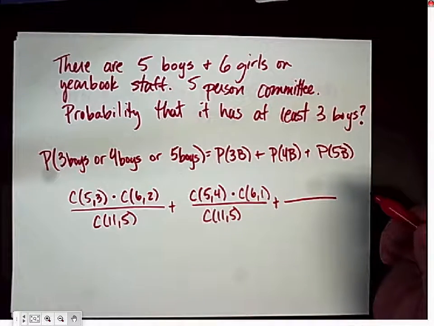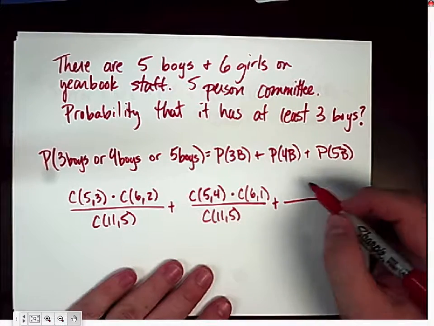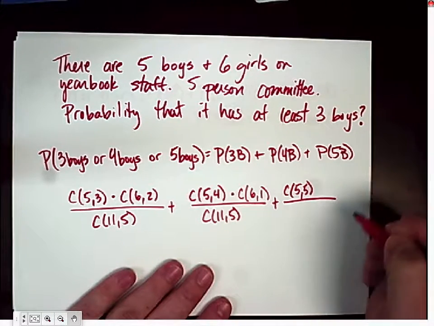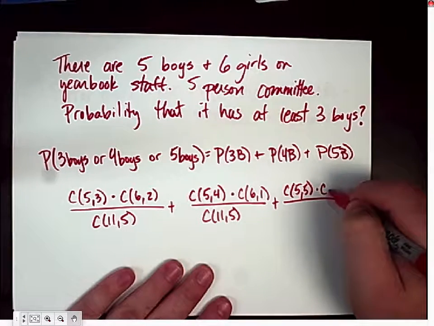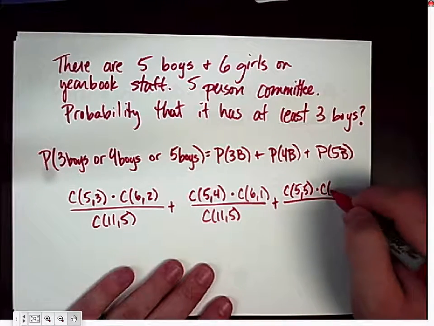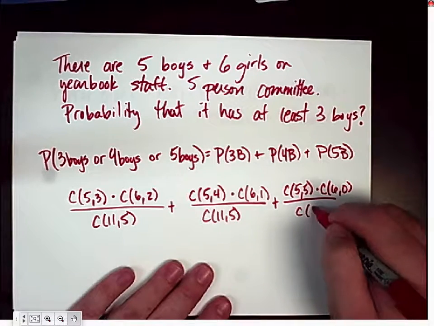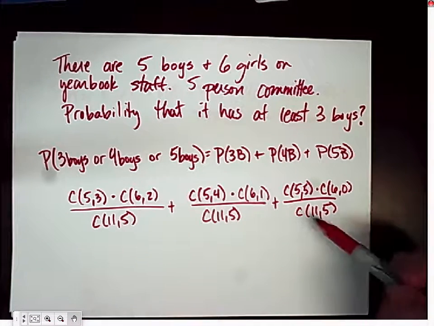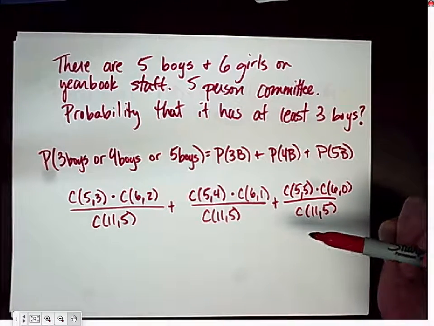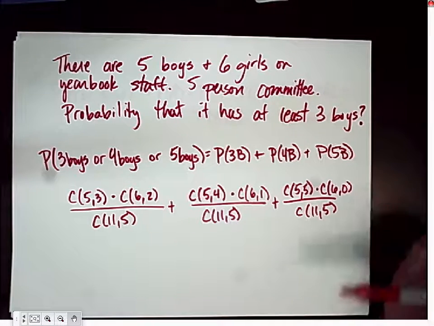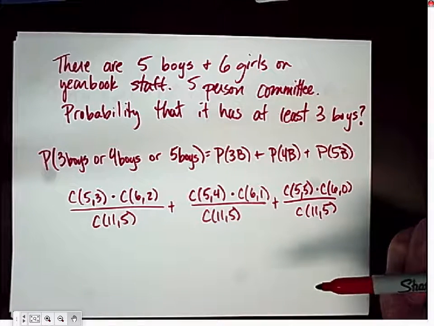Probability that it's 5 boys. Well, what's that going to be? Combination of 5 choose 5, right? Times combination of, we're not going to pick any girls, 6 choose 0 over combination of 11 choose 5. Or you could use common sense here. How many 5-boy committees are there? 1. Just 1. And if you do that top, you're just going to get 1. That's going to be 1 times 1. Okay?